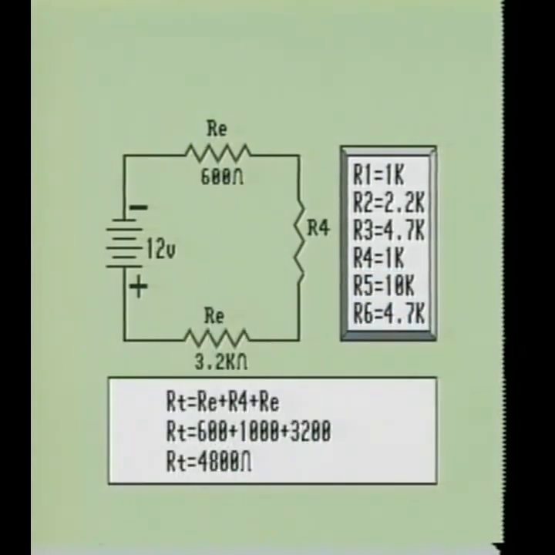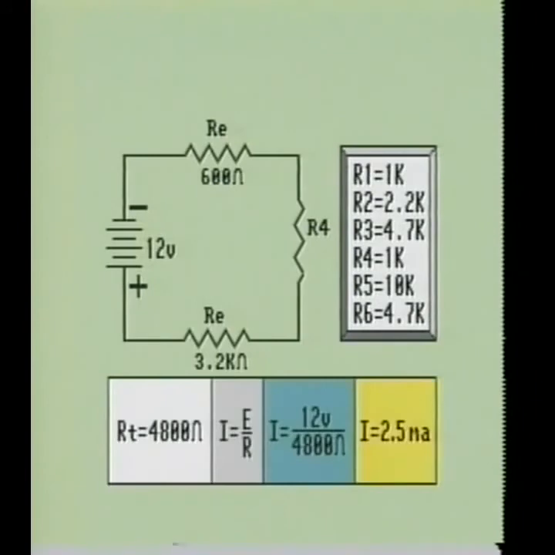Now that we know the equivalent resistance of the two parallel circuits, we can use the formula RT equals RE plus R4 plus RE to calculate the total resistance of the circuit. The total resistance of this circuit, as seen by the power source, is approximately 4,800 ohms. Since we know the total resistance of the circuit, we can calculate for the current by using the formula I equals E over R. When we divide the 12 volts by 4,800 ohms, it shows that we have a current flow of 2.5 milliamps.